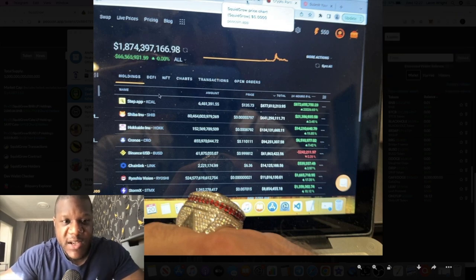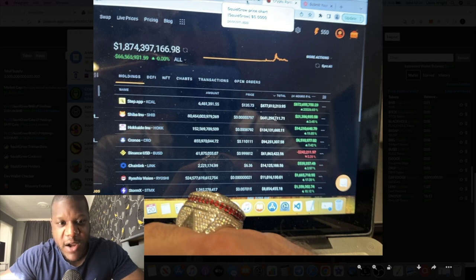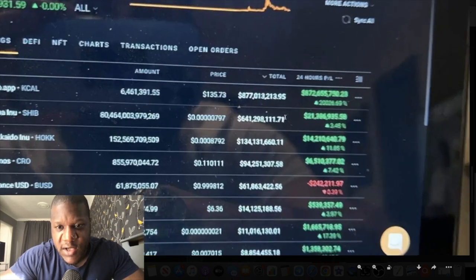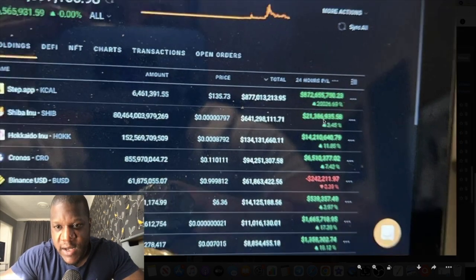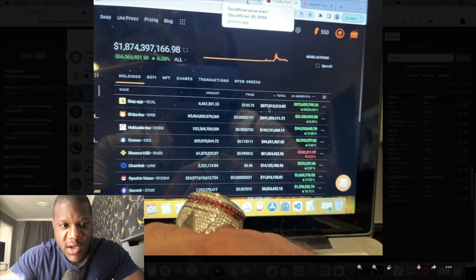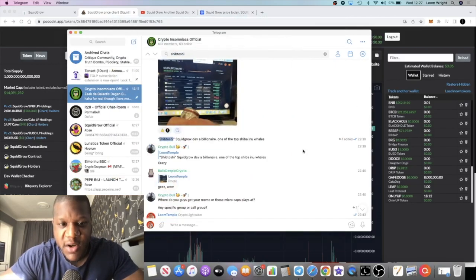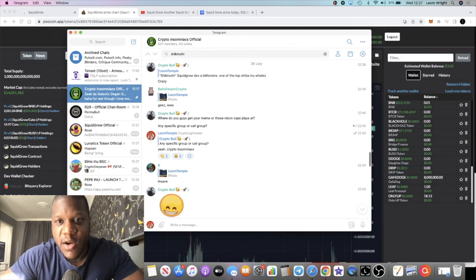But yeah, this guy's one of the top Shiba Inu whales, one of the earliest Shiba Inu holders, apparently. And you can see his account, right? It's worth billions, right? We've got a $1.8 billion account right here. You can see Shiba Inu holders at 21 million and so on. So this guy's got a bit of money behind him, right? And it seems like he's got contacts.